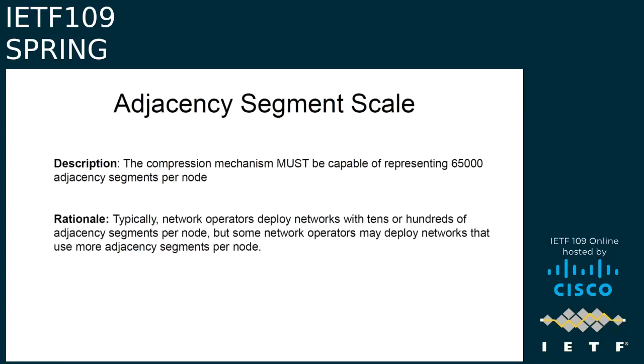For the adjacency segment scale, we hope it can be capable of 65K adjacency segments per node. But typically network operators deploy networks with tens or hundreds of adjacency segments per node, which is enough. But for some corner cases, we really need a large adjacency segment list. Next page.